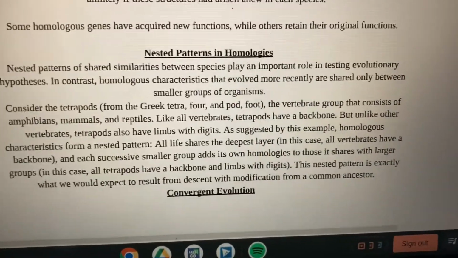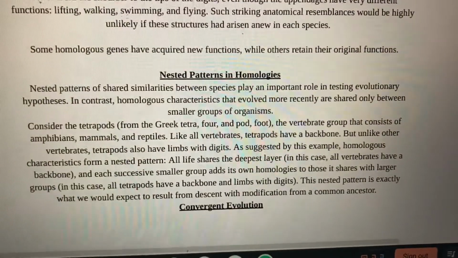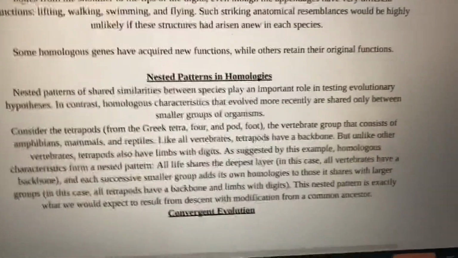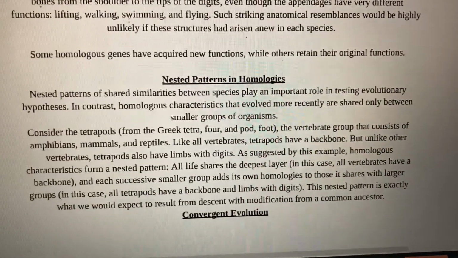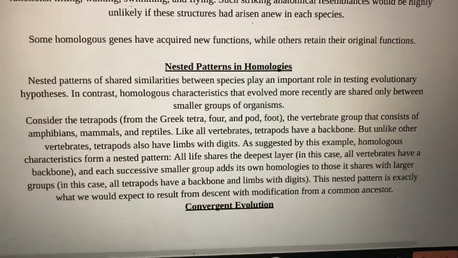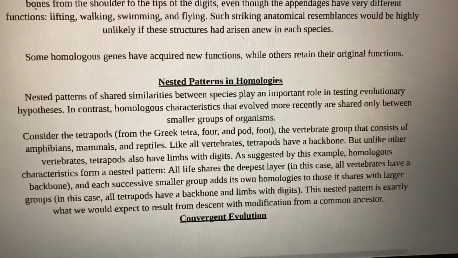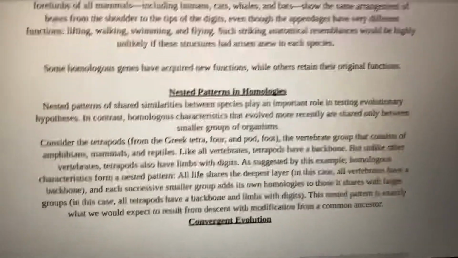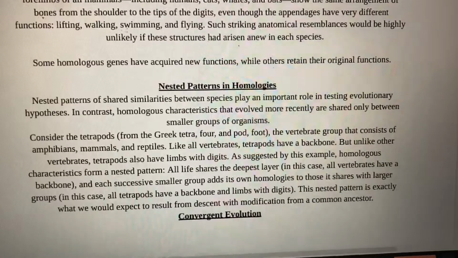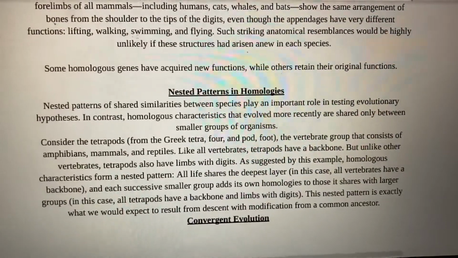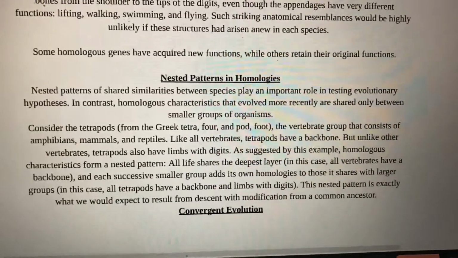Then each successive smaller group has its own homologies. All tetrapods have a backbone and also a limb with digits, which is specific and unique compared to the group of vertebrates. A specific group of vertebrates, called tetrapods, has limbs with digits, which is its own successive group of homologies. And this is literally what nested patterns are about, and it also shows descent with modification from a common ancestor.